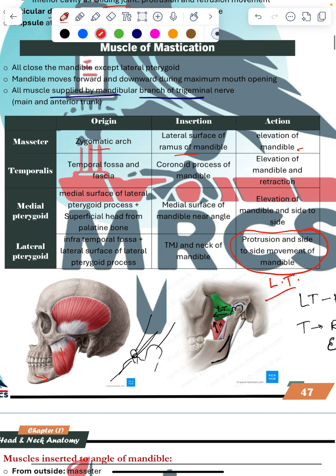Now what movement is left? Elevation is already done by so many, because elevation is important, that is chewing. Depression is not that important, it can happen automatically, but some muscles are there. So it is the movement of mandible. This is depression, this is elevation. Whenever a person is biting, three muscles are acting to elevate, to chew. One is masseter, second is temporalis, and third is medial pterygoid.